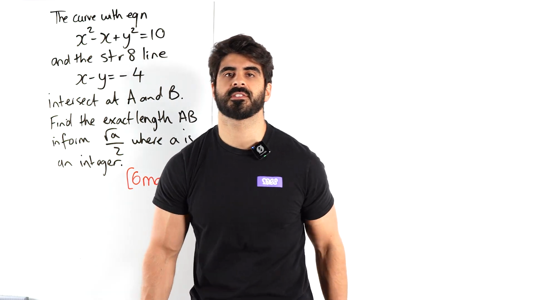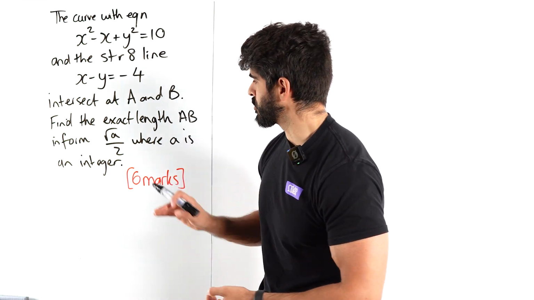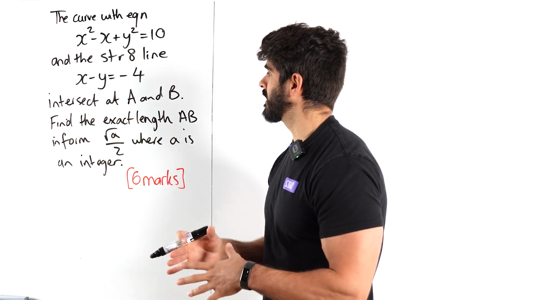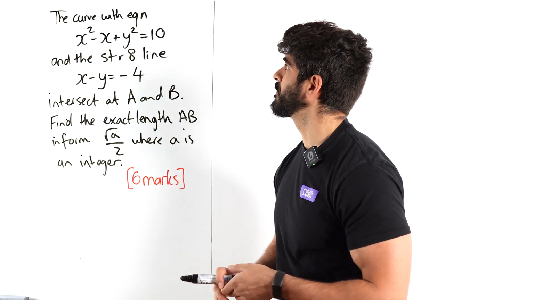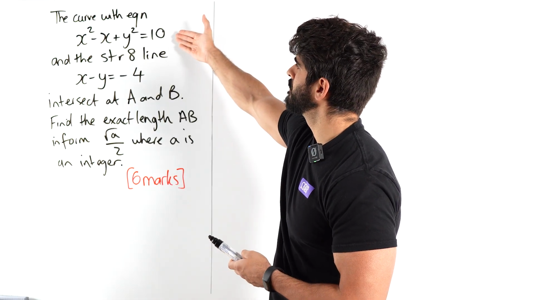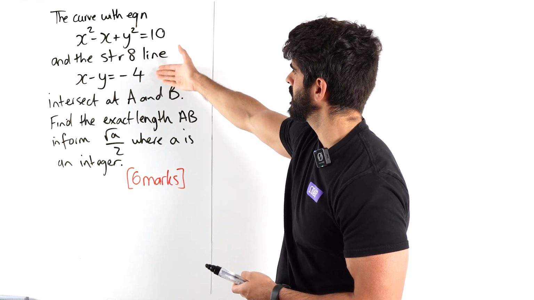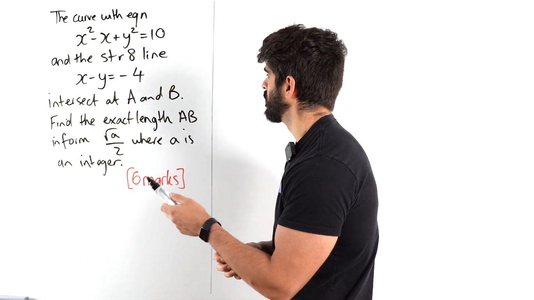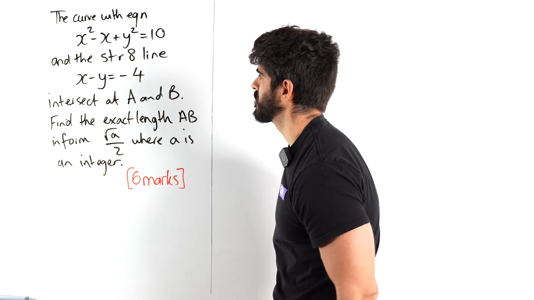6 marks, simultaneous equations. This was asked in a previous GCSE paper. Let's have a go. Let's tackle it. We've got a bit of coordinate geometry in there as well. It says the curve with this equation and the straight line intersect at A and B. Find the exact length of AB in the form root A over 2, where A is an integer.